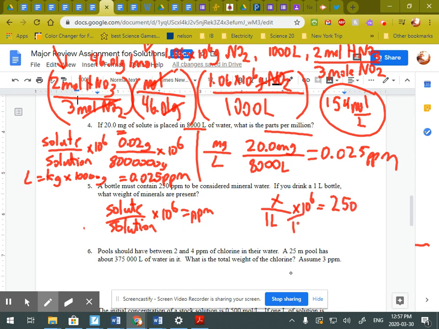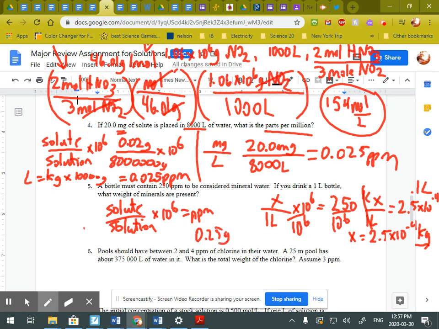So divide both sides by a million. X over 1 liter is equal to 250 divided by a million. We get 2.5 times 10 to the negative 4. Now, if I times both sides by 1 liter, that doesn't change the value. So that gives me X is equal to 2.5 times 10 to the negative 4 kilograms. If you wanted that in grams, you would times that by 1,000 and get 0.25 grams.